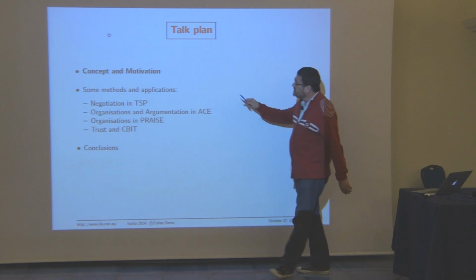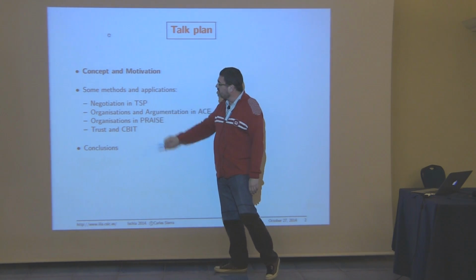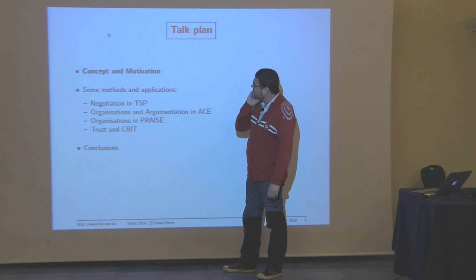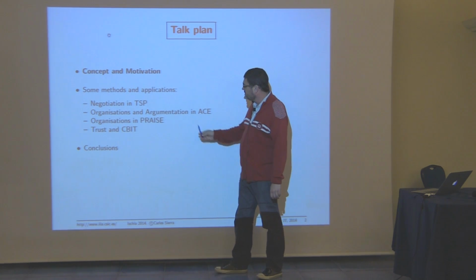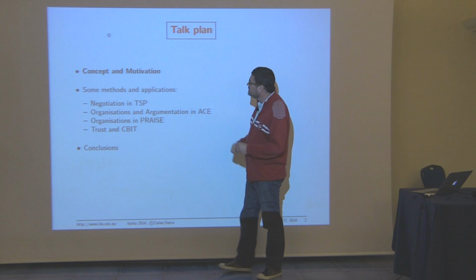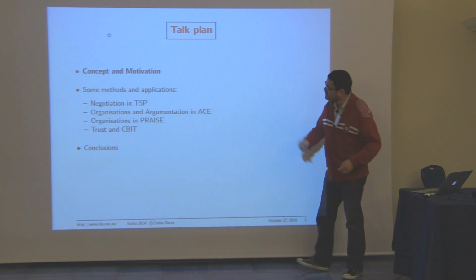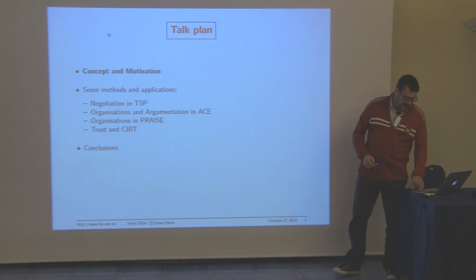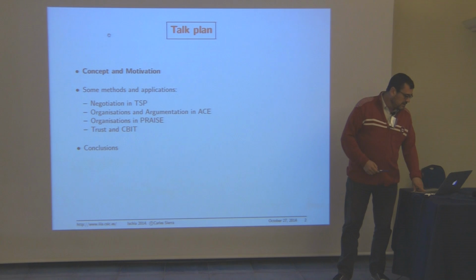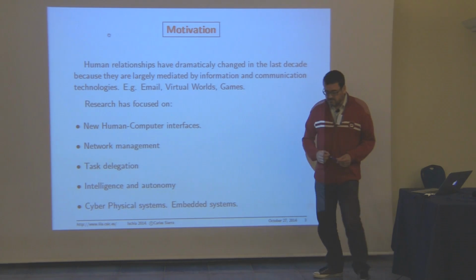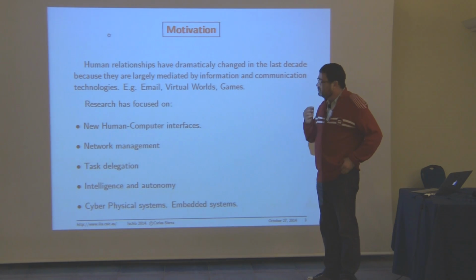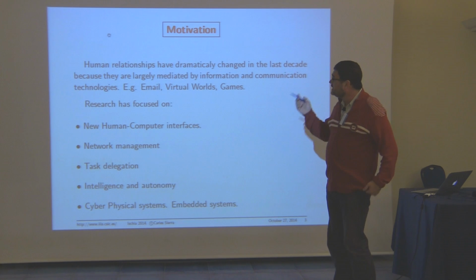The first one is on negotiation. The second and third are on organization. So I will explain why this is important for agreements. The second one has a very tiny part of argumentation, and the last one is on trust. I will try and explain why all these elements are needed. But first of all, a reflection of why agreement computing is important.